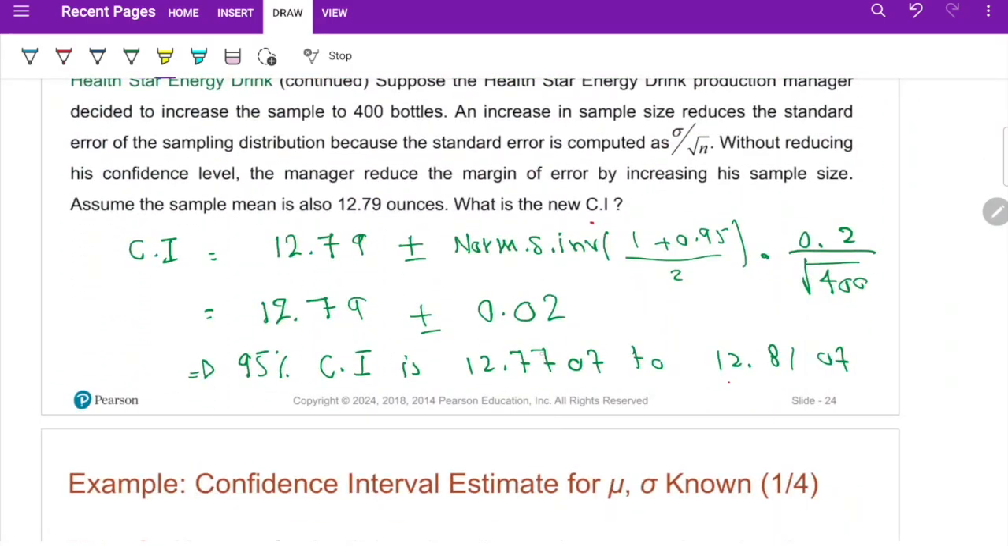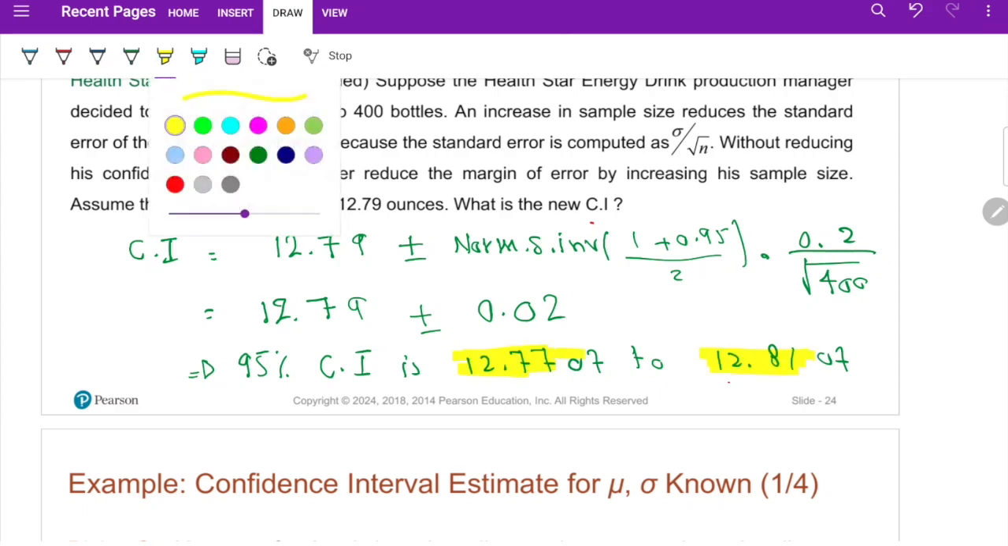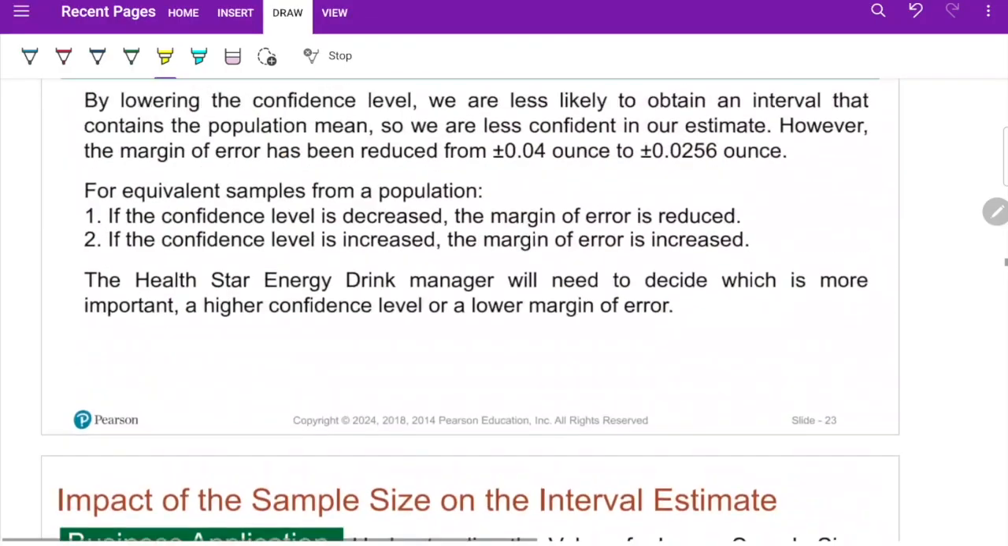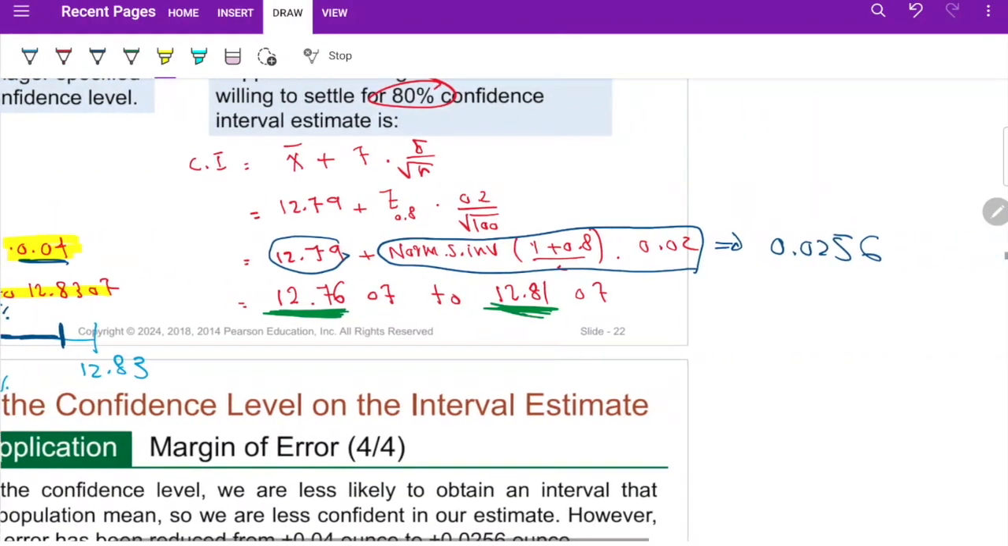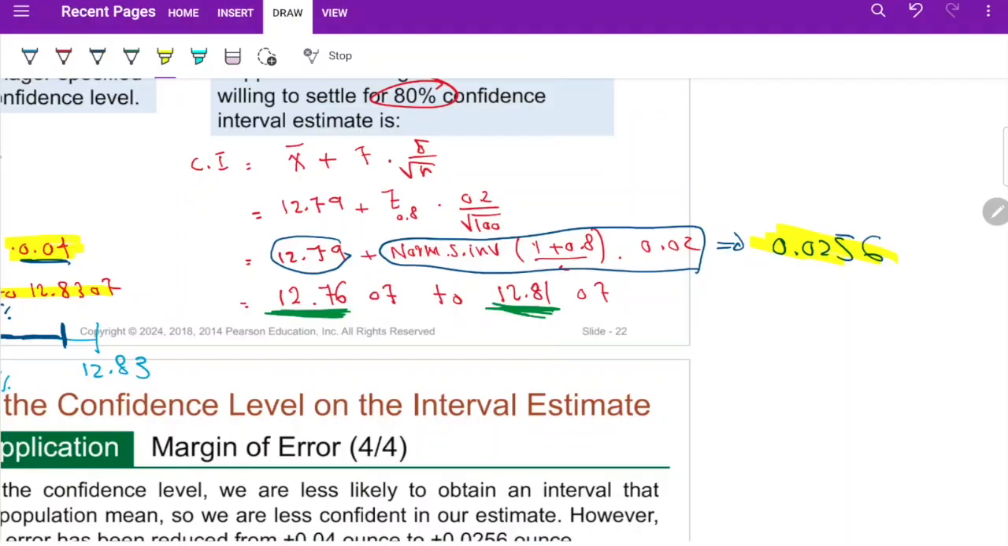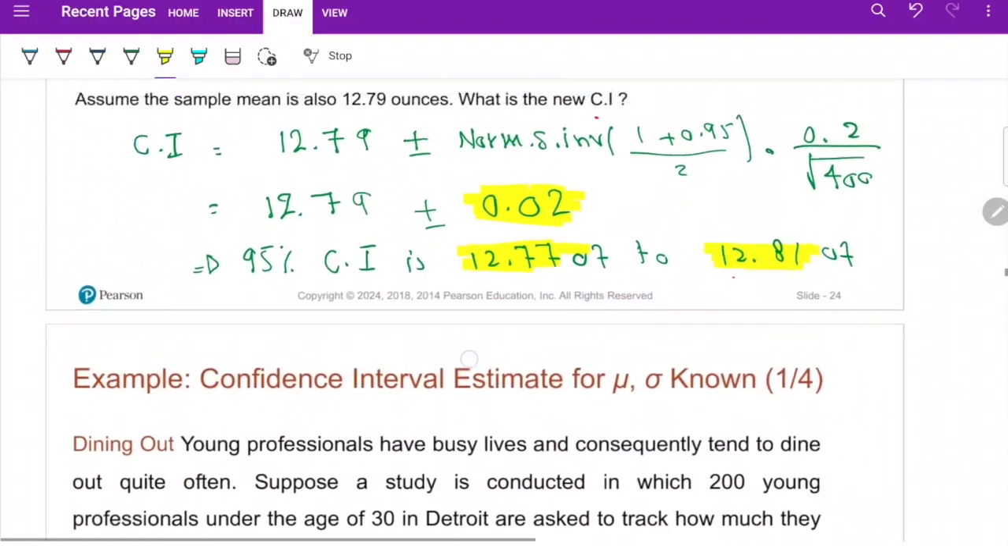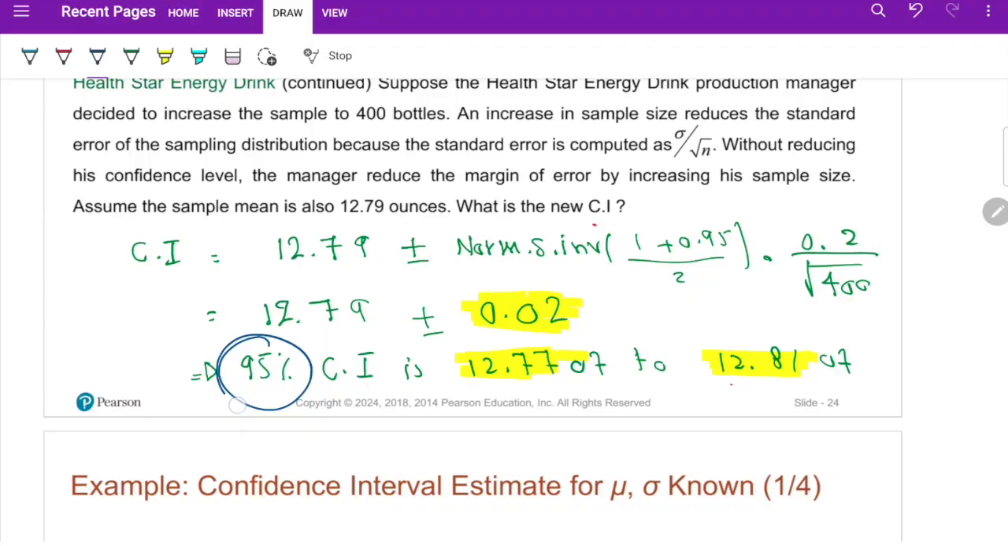This is narrower. Look at the margin of error, 0.02. It was 0.04 with the old 95%. When we changed it to 80%, it became 0.0256. Now what we did, we kept the confidence level as is, but we said, let's have more sample. I can take another 300 bottles. Then we can minimize the margin of error, and still have a really good confidence level, which is 95%.